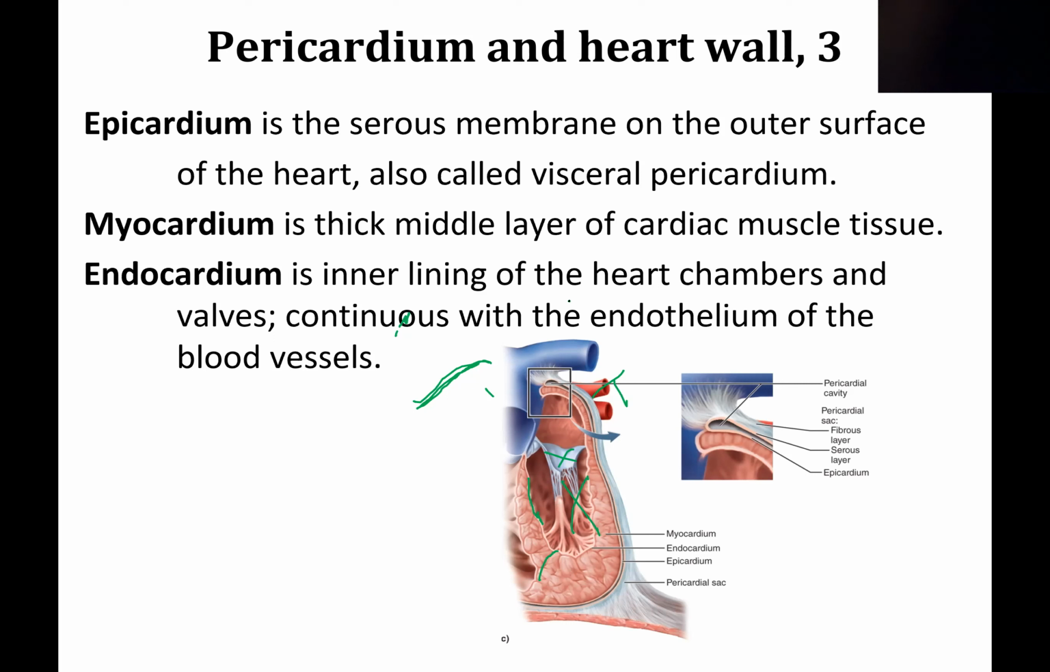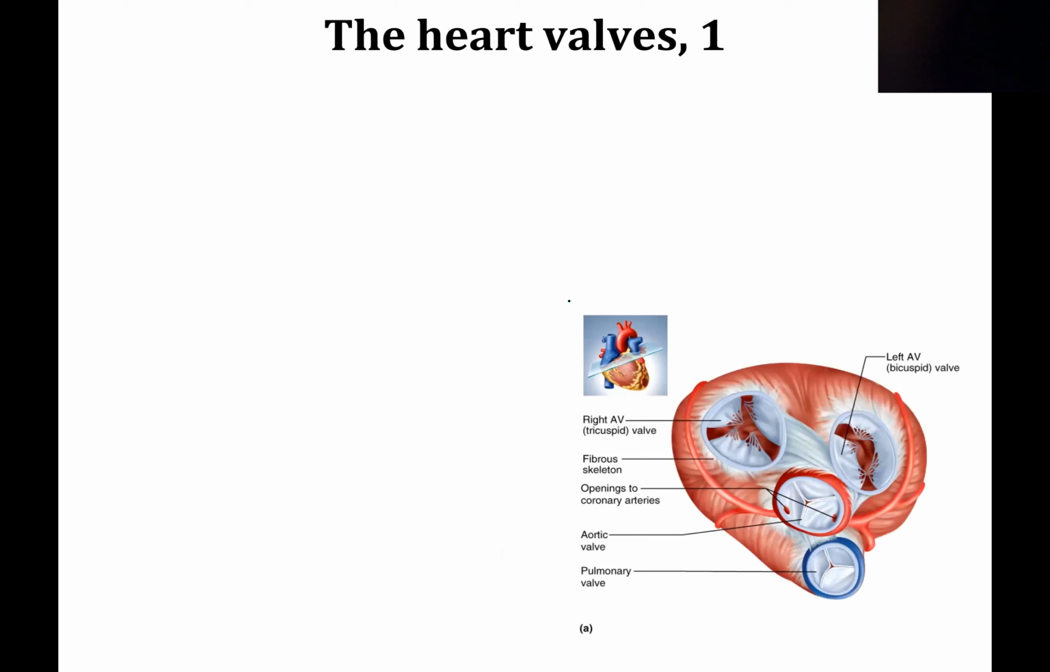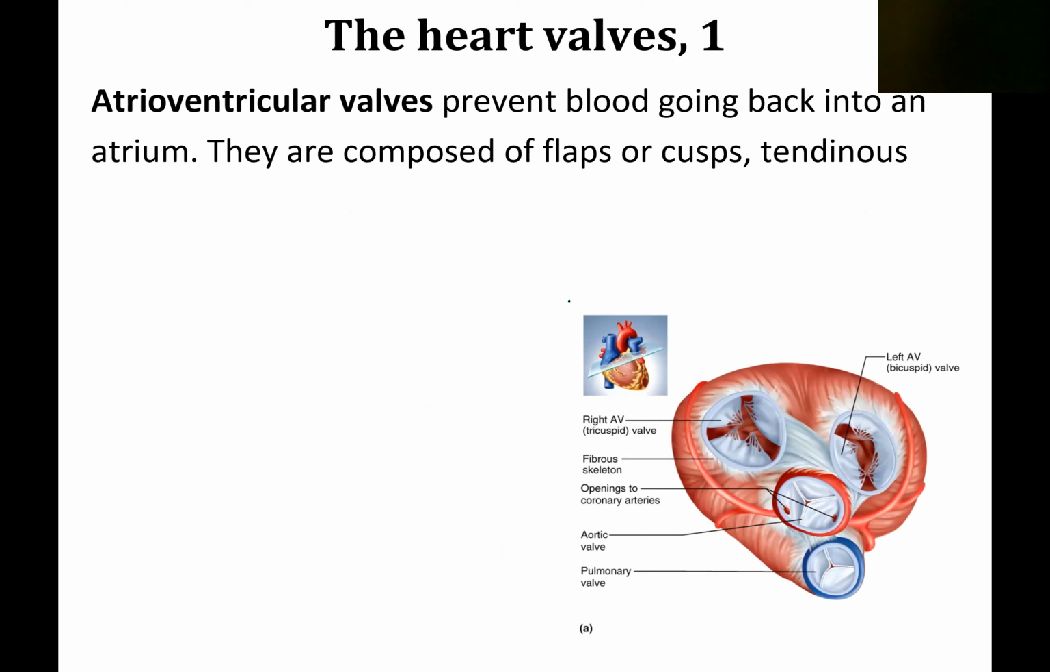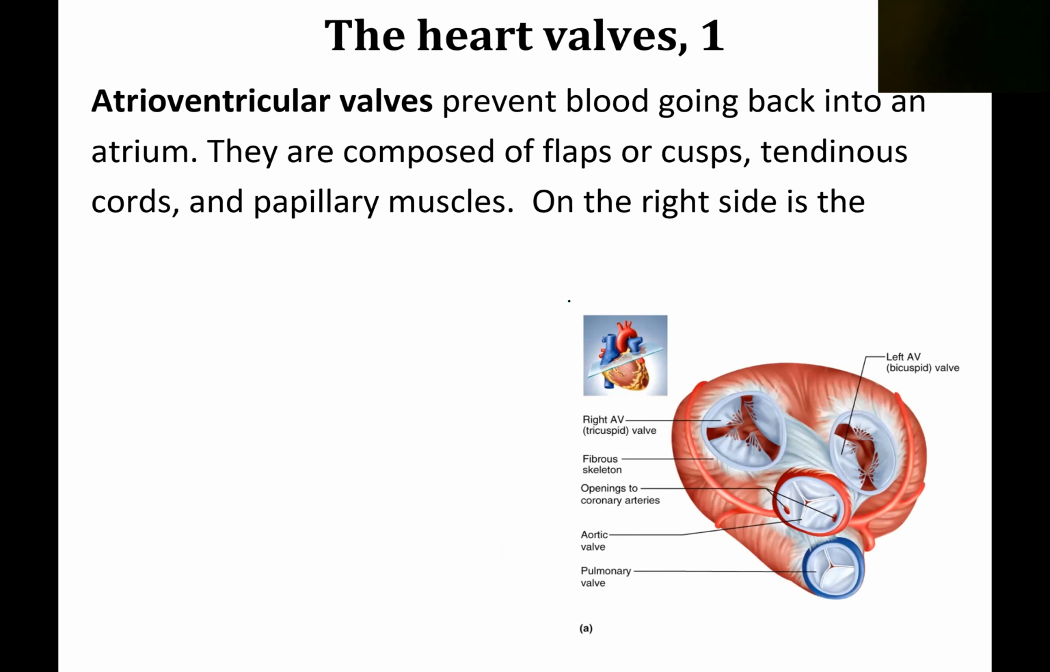Okay, so we have a 4-chambered heart, and that's so we can separate the pulmonary circuit from the systemic circuit. So 2 kinds of valves. Atrioventricular valves prevent blood from going back into an atrium. They're composed of flaps, which we also call cusps, tendinous cords, which are also called chordae tendineae, and papillary muscles.